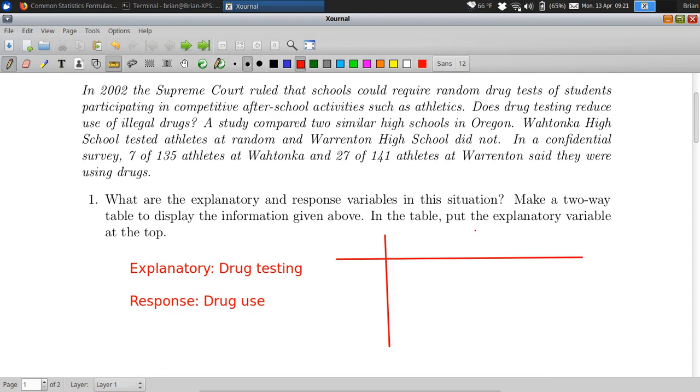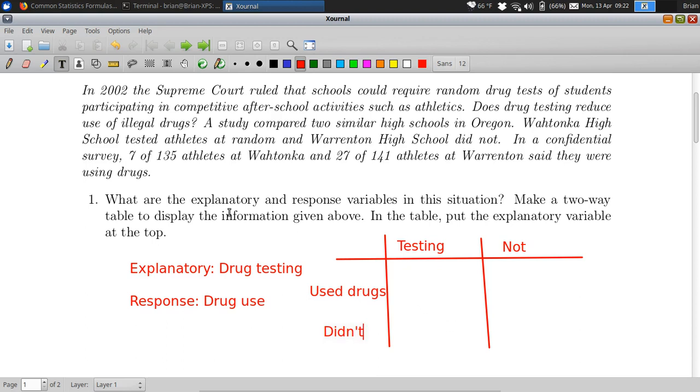So let me go ahead and set this up. In my two-way table, I usually like to put the explanatory variable on the top. So either the school was doing drug testing or it was not testing. So let me make two columns here. Then if they were doing drug testing, some students used drugs, and some students didn't. Let me make a little more space for that.